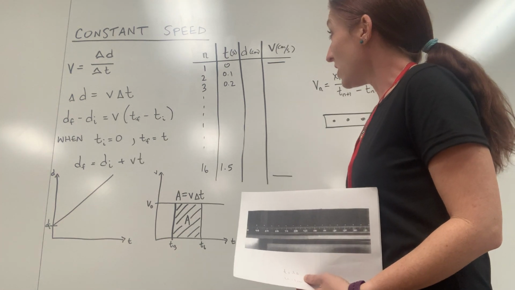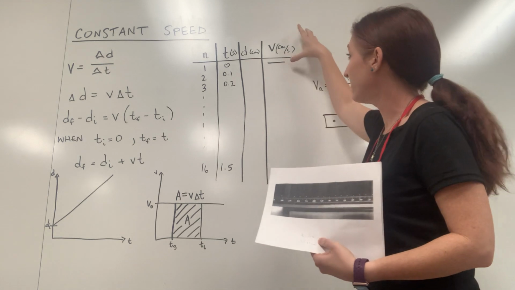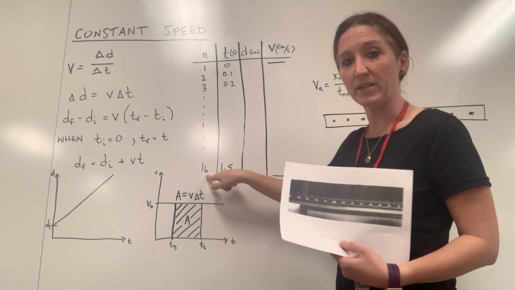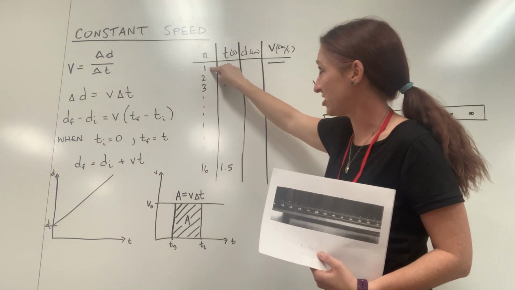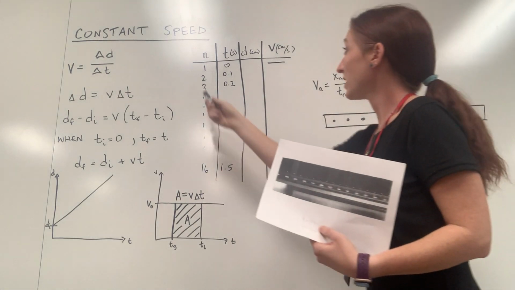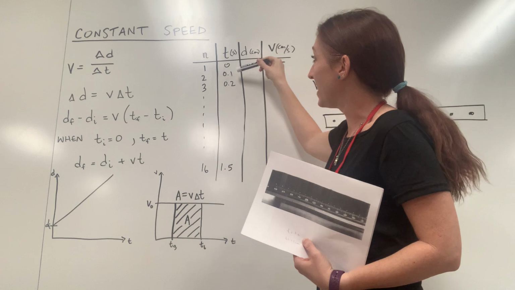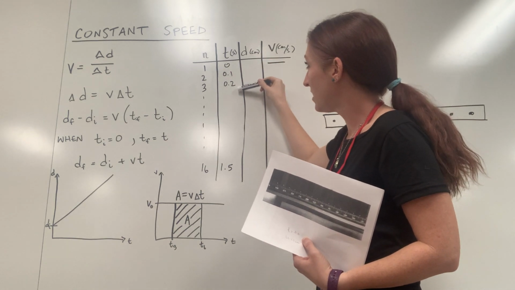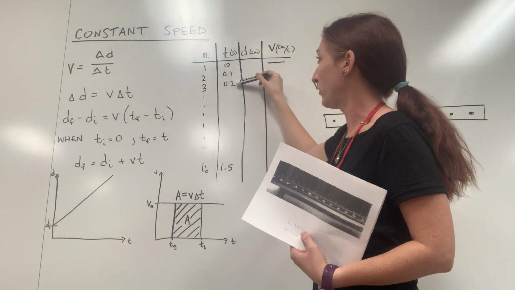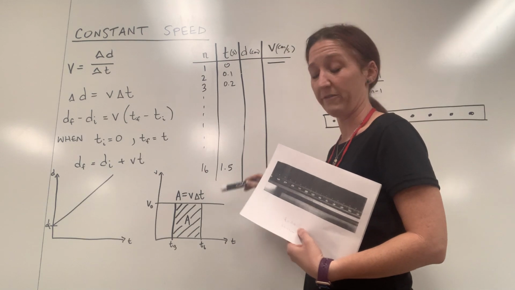Okay, so based on this photograph, you are going to have a data table. You are going to have 16 different data points. So our N is just denoting which data point we are looking at. So our first data point will be at a time of 0. Then each successive point, you're going up 0.1 seconds. So 0.1, 0.2, 0.3, 0.4, and so on and so forth, all the way up to 1.5.